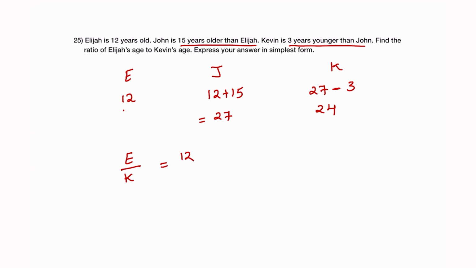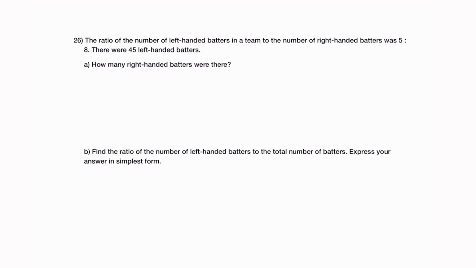Find the ratio of Elijah's age to Kevin's age. So that's 12 here, and Kevin is 24. And we know 12 times 2 is 24. So this is basically half. These are very simple questions, aren't they? They are, right? Question 26.